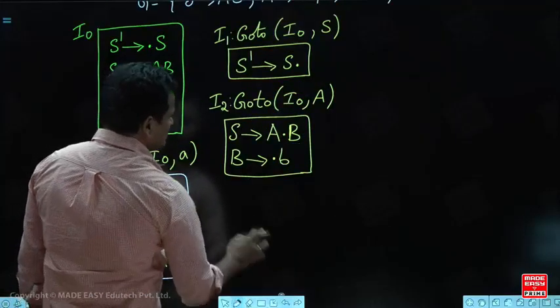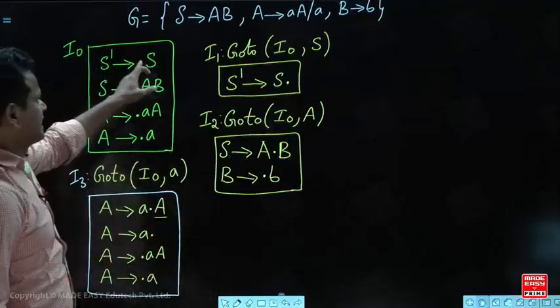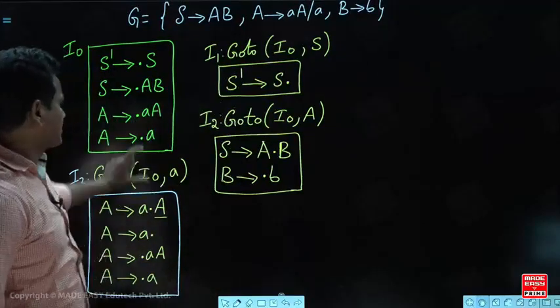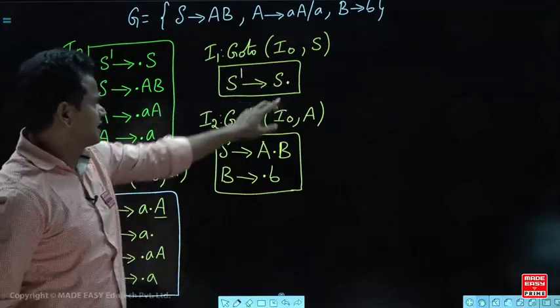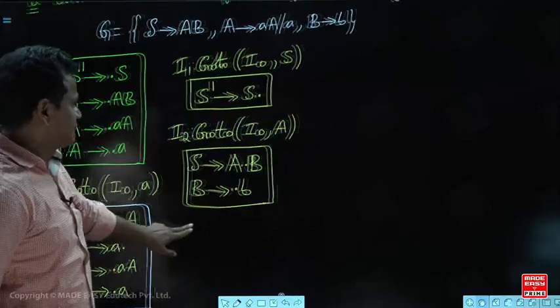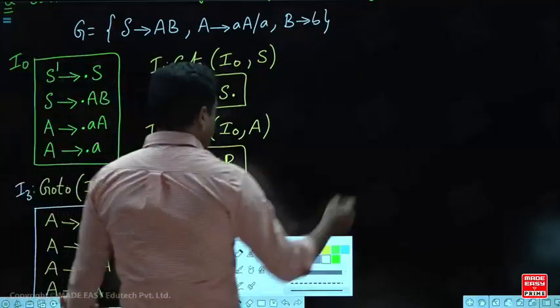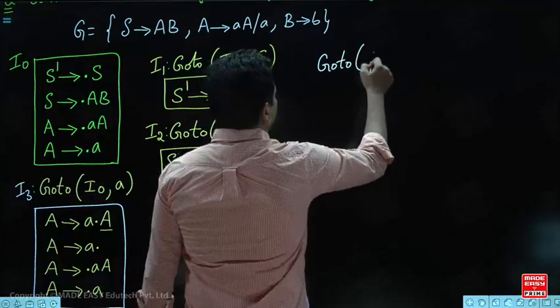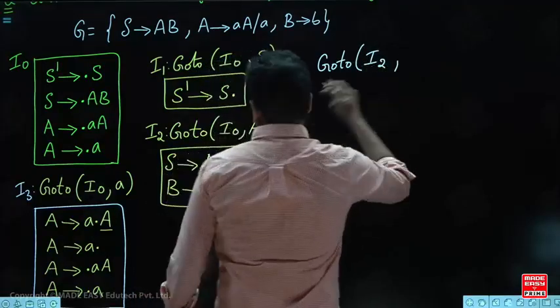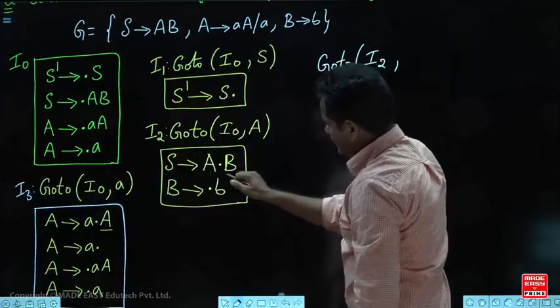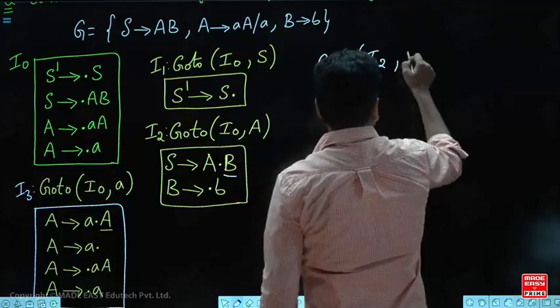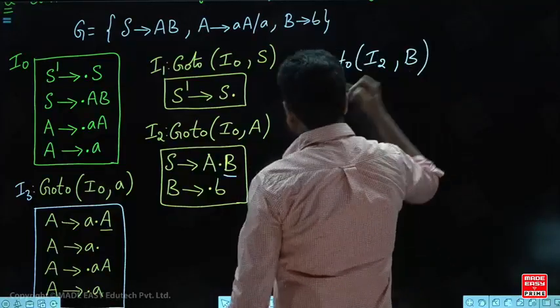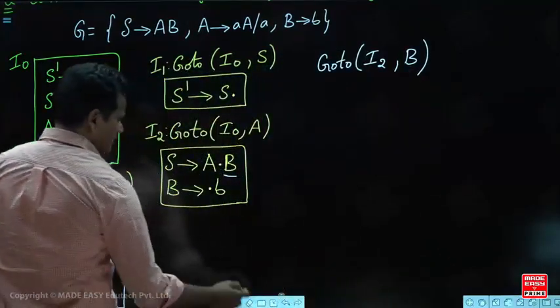I will write. So I0 is completed. I repeat: I0 comma S, I0 comma capital A, I0 comma small a. I1 is also completed. Now I am taking I2. Go to of I2. The name of the state is I2. And what is the shift symbol? B. I2 comma B.